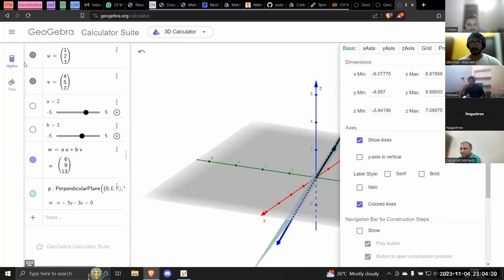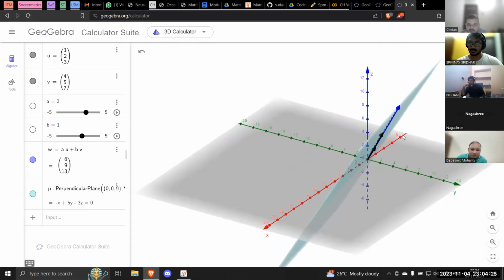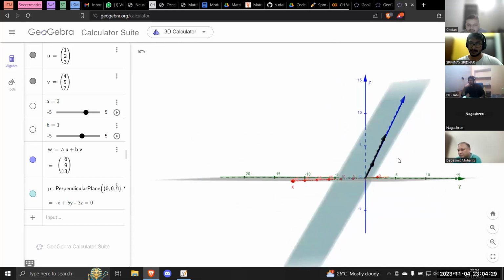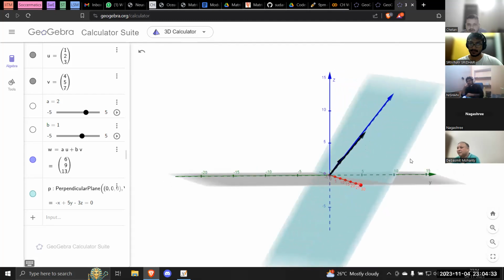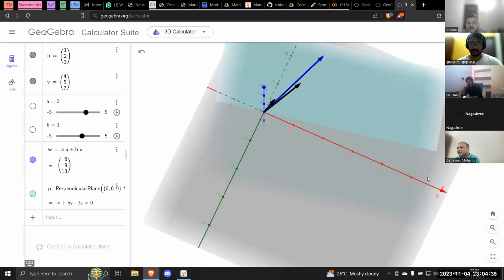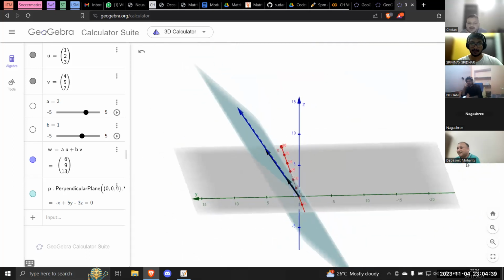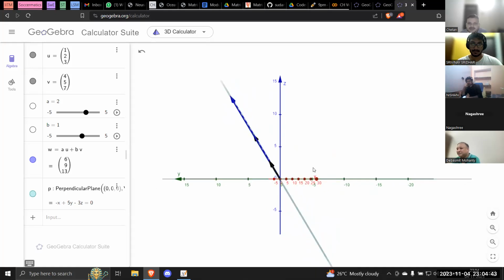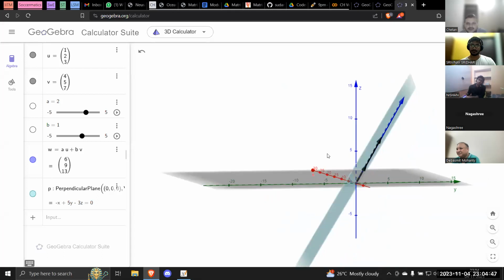Yeah. So (6, 9, 13). Does the resultant lie on this plane or not? Oh, okay. It's lying on this plane. Maybe I was wrong, guys. We are getting a vector on this plane. Now I'm convinced with you guys.